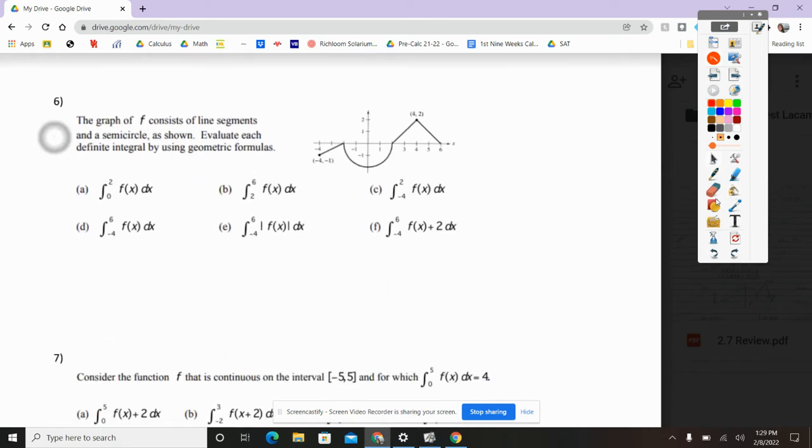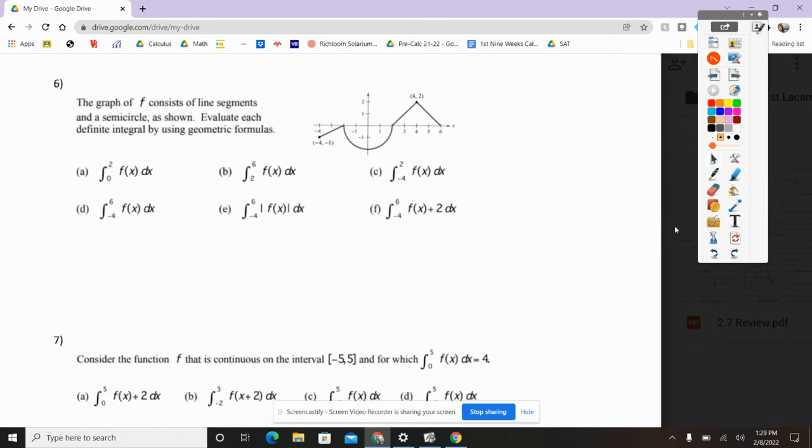All right, on 6, we need to find all these definite integrals. So once again, we have area under a curve. So the first one is just from 0 to 2. I'm going to go quicker on these since we've already done it. From 0 to 2, we're just finding the area under the curve from 0 to 2. Once again, it's going to be a quarter circle, and the radius is still 2. So here you would have negative pi since it's below the x-axis.